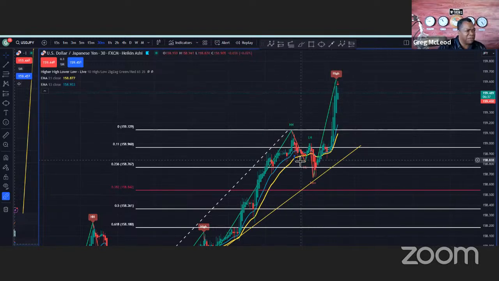So that's how we did it. We weren't going to be shaken out by the three-wave correction against the trend. The trend was up. So when the trend is up, we are not taking sells. We are taking only buys and letting the trend do its thing.